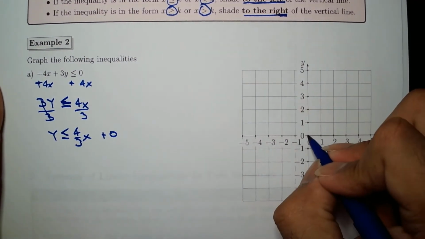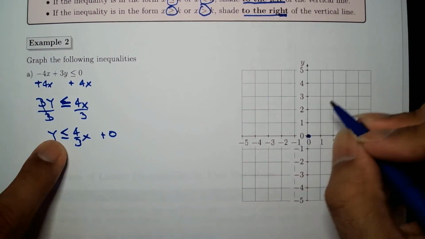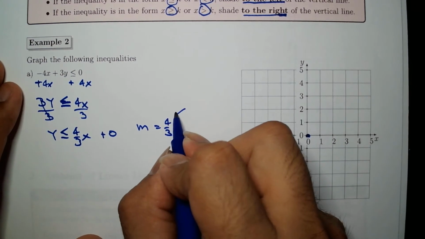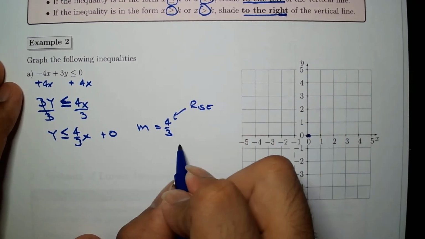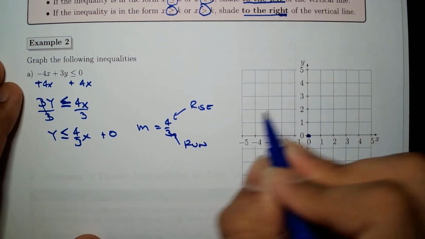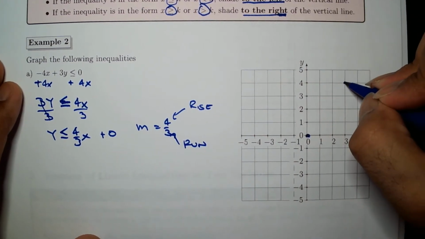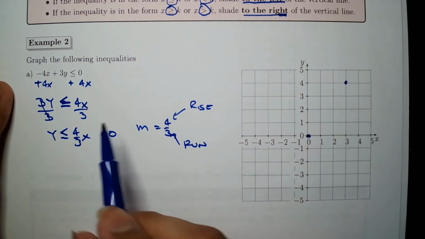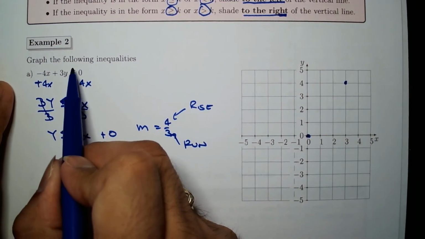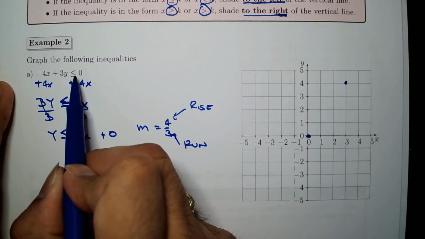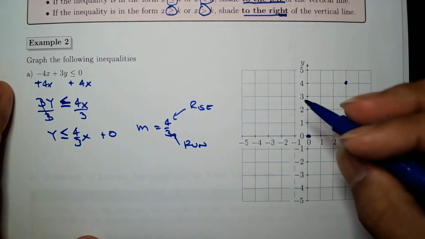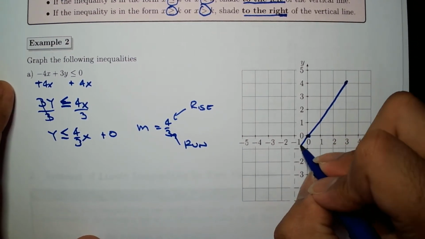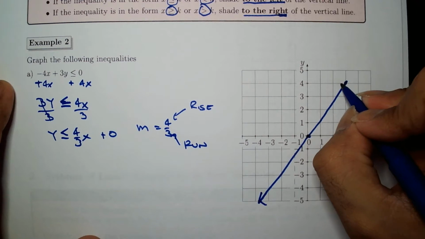So the y-intercept is 0, and the slope is 4/3, we rise 4 units, we run 3 units, rise 4, run 3, and then draw the line. And in this case, this is going to be a solid line because the inequality symbol is less than or equal. If it didn't have the equal, it would be a dashed line. So let's do it this way and do it the other way around.